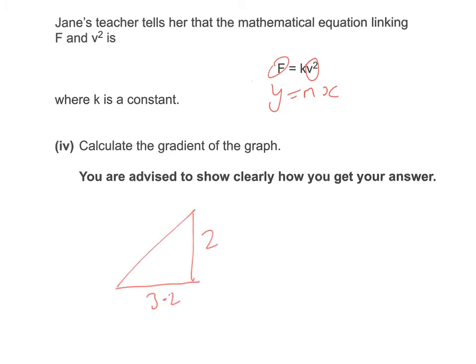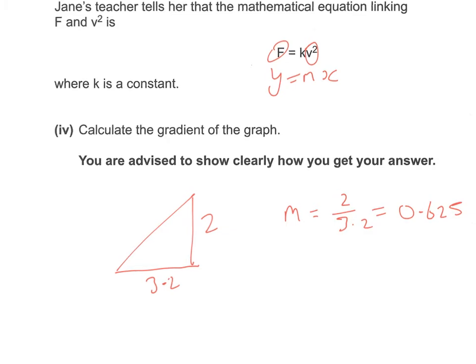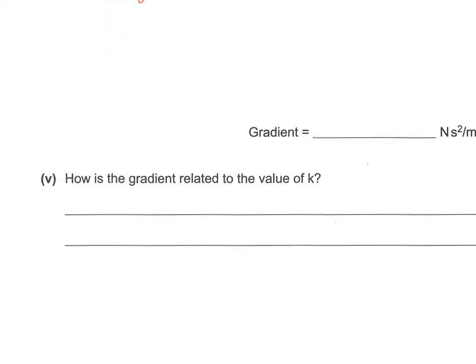So if you think about the line that we had, it went up 2 newtons whilst going along 3.2. So the gradient's going to be 2 over 3.2. And that gives us about 0.625. And it says, how is the gradient related to the value of k? And you just say that gradient equals k.